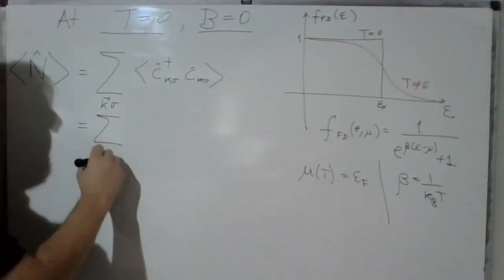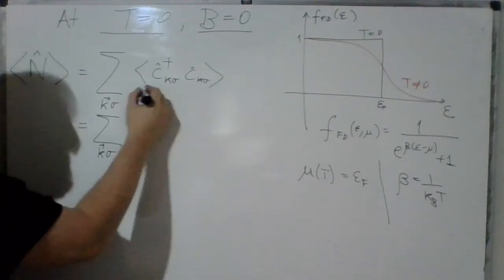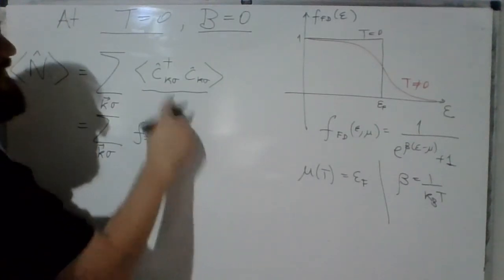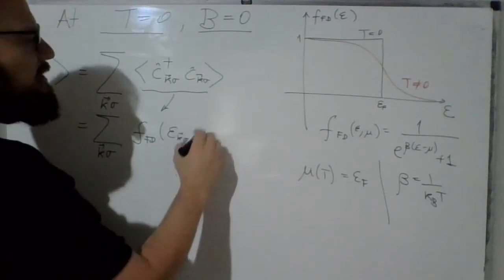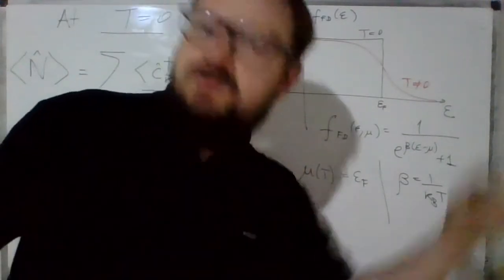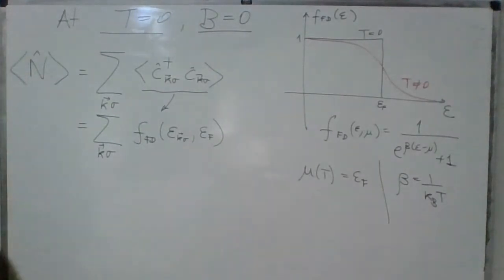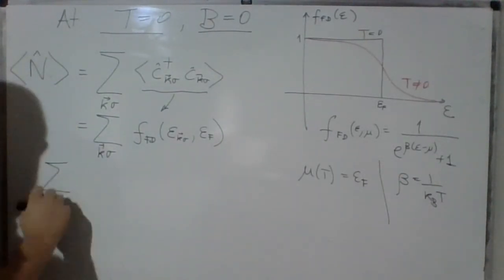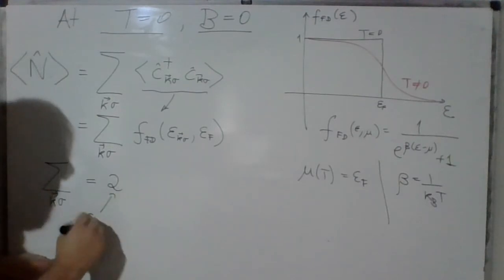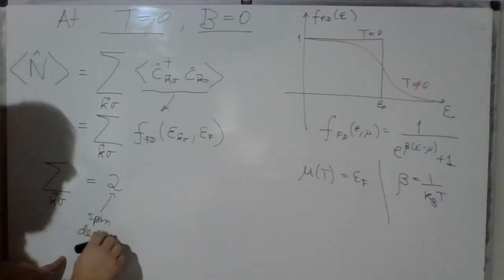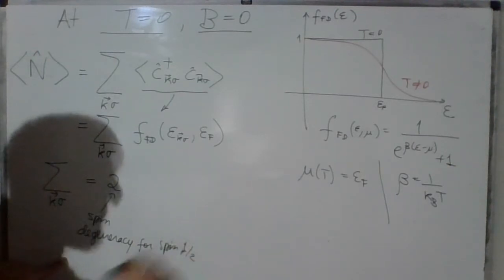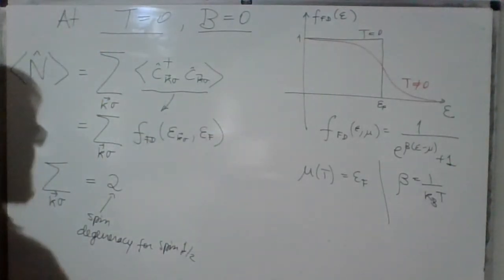So we need to calculate the following: the Fermi-Dirac distribution for a given energy, depending on k and sigma, and the chemical potential, which now is the Fermi level, because the chemical potential at temperature T equal to 0 is the Fermi level, okay? Well, now we need to replace the summation over k and spin by a factor of 2, because this is for spin degeneracy, for spin 1/2.